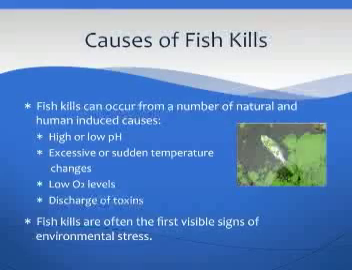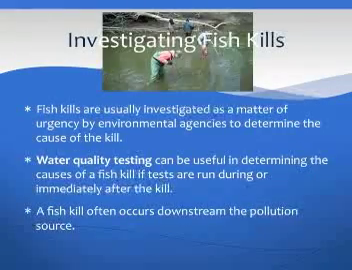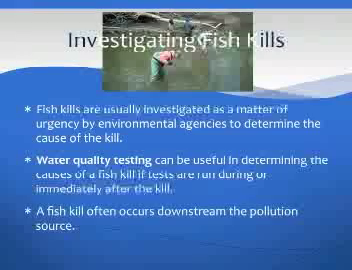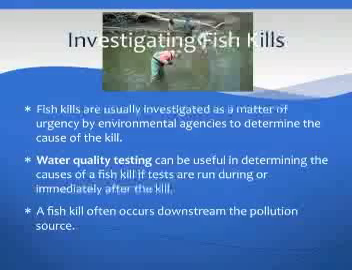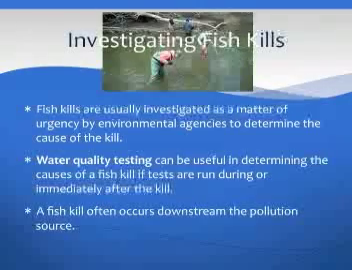Fish kills are often the first visible signs of environmental stress. The investigation of fish kills is taken very seriously and is often done very urgently by environmental agencies. Water quality testing parameters, like the ones discussed above, can be useful in determining the causes of a fish kill, if the tests are run during or immediately after the kill. That is why a sense of urgency is very important with these matters. A fish kill often occurs downstream of the pollution source.